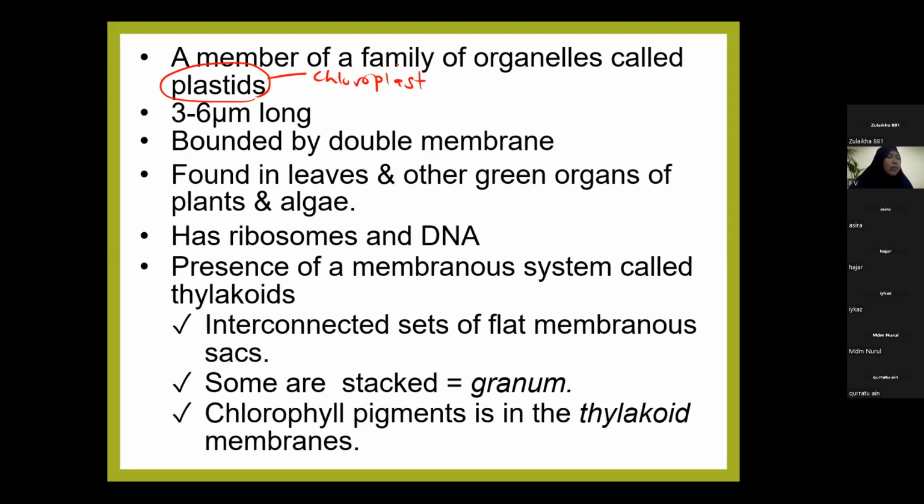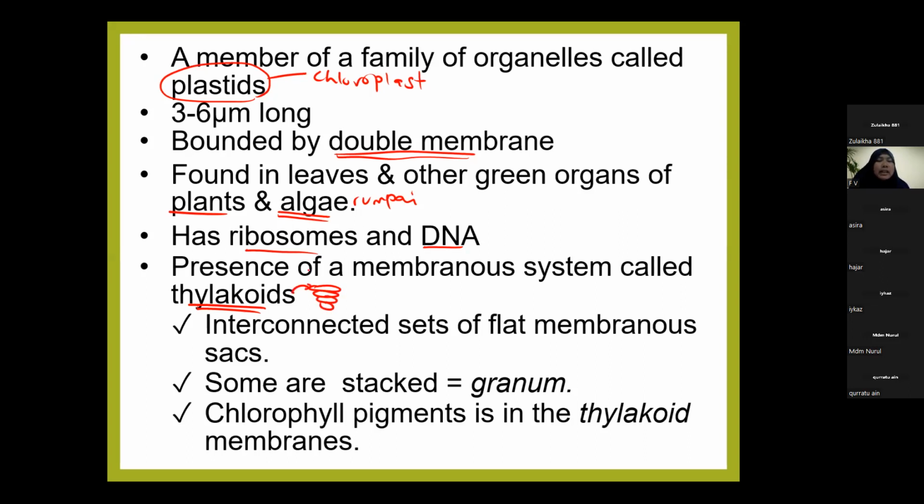Okay. So chloroplast is bounded by double membrane, right? It is found in leaves and other green organs, in plant or algae. Algae rumpai. Okay. Right. So a chloroplast has ribosome and DNA, right? And it has presence of membranous system called as thylakoids. Membranous system in chloroplast we call as thylakoids. Ingat thylakoids tu yang mana? Yang duit shilling sekeping-sekeping bertingkat-tingkat tu, this is thylakoids.